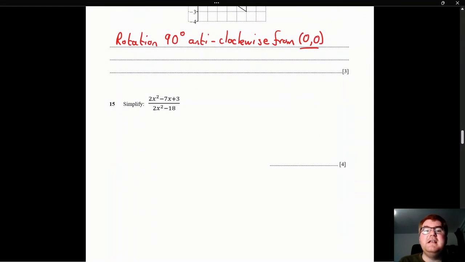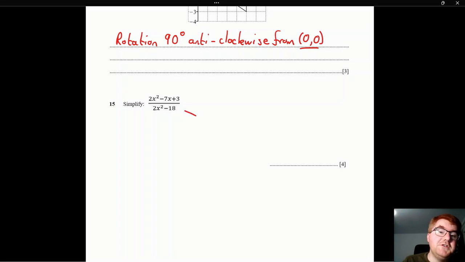This question, however, is much more typical for paper 2, so simplifying this here. Now, whenever I've got two quadratics, I start with the easiest quadratic, which is the one on the bottom here. So if we take 2x squared minus 18, it looks like it could be a difference of 2 squares, but notice that 2 and 18 aren't square numbers.